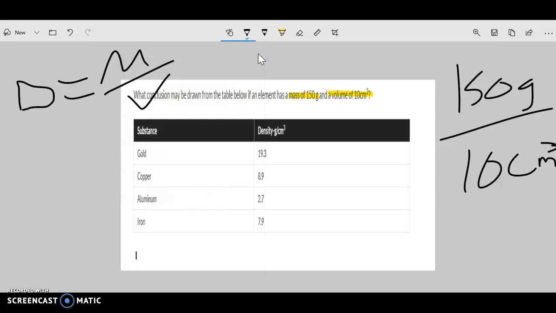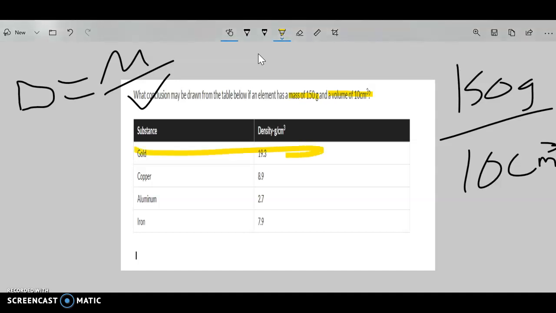So none of those are exact, but which one would you consider the closest? Which one do you most likely have? And so what we would say is we probably have gold, right? It's the only one that's in the double digits, like our answer was. So the only conclusion we can draw is that the closest object we have is the gold.